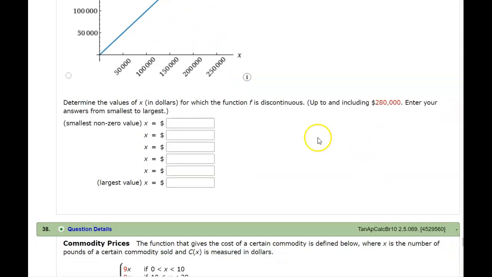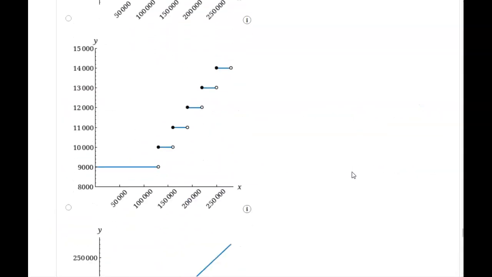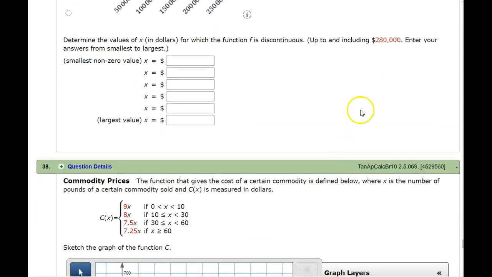Now they want you to determine, once you have your list, exactly what the values are for x for which the function f is discontinuous. So that just means where is every one of the jumps. So we're looking at the jumps here. Now it was 100 plus 30,000, and it's every 30,000 there's a problem. So just be careful when you're adding 30,000 here.